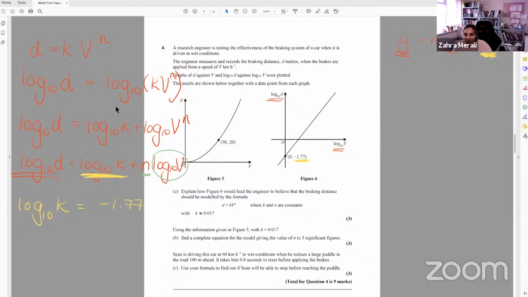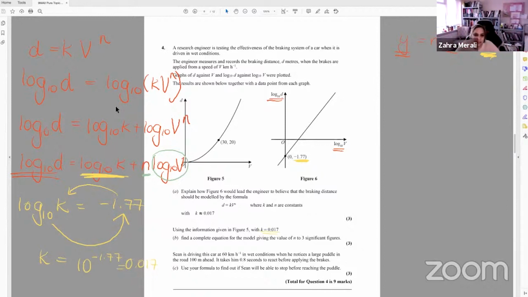Now remember the way the logs work. This means 10 to the power of this equals this. So k is going to be 10 to the minus 1.77. And when we work that out, we get 0.017, which is what we're trying to show there.